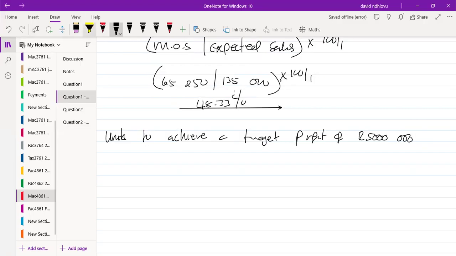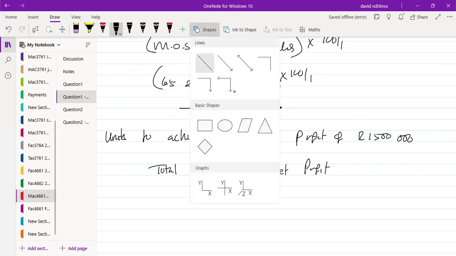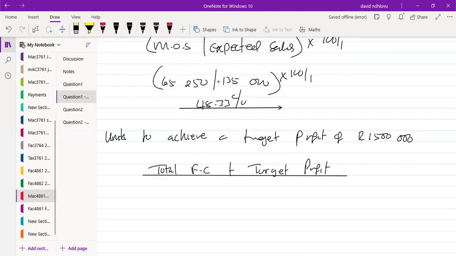Right, so that's too big a figure. Let's give a target profit of 1.5 million. So we then say total fixed cost here, you add the target profit, and all of that you then divide by the contribution per unit.